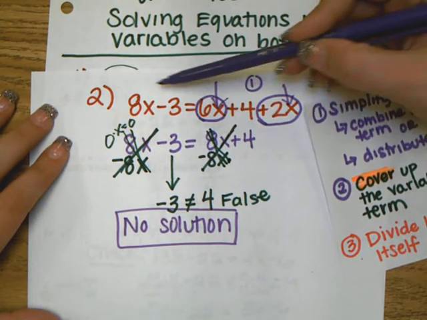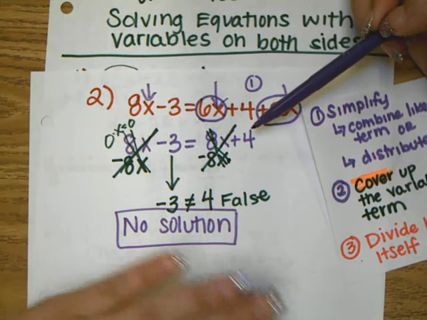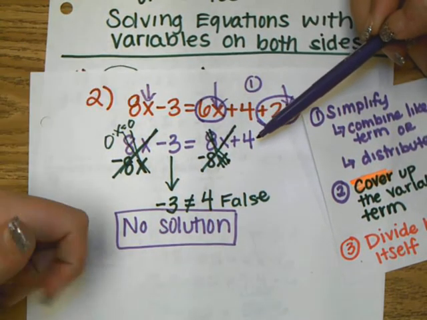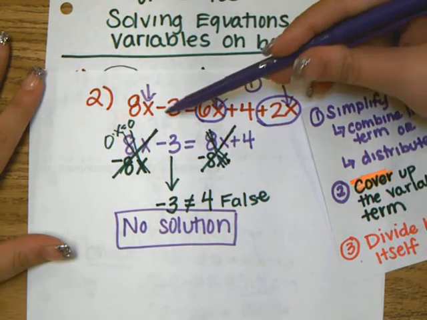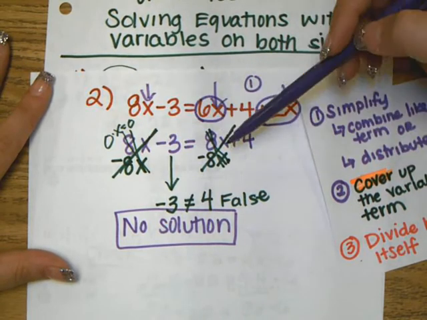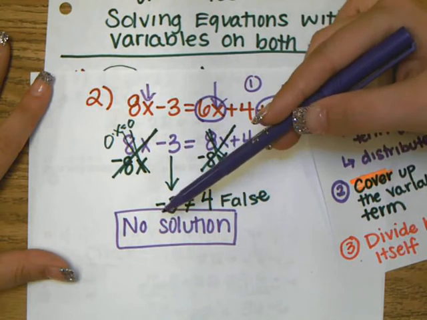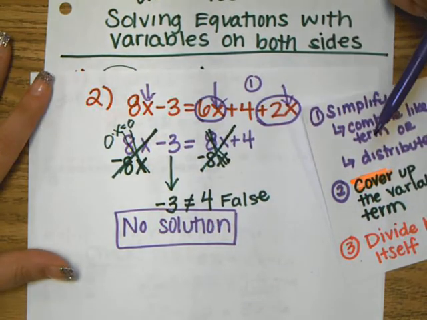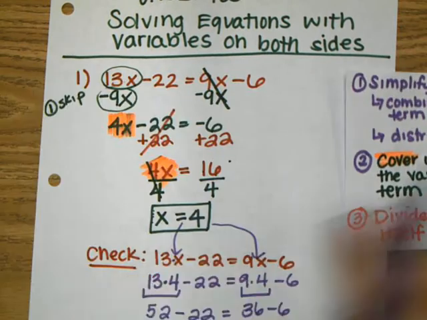That means there is no number you could plug in here, and here, and here, and make this side equal to this side. There is no possible number. There's no fraction, there's no decimal, there's no number out there that will make both sides balanced and equal. So when the variables cancel out and what you bring down is not a true statement, it means no solution.